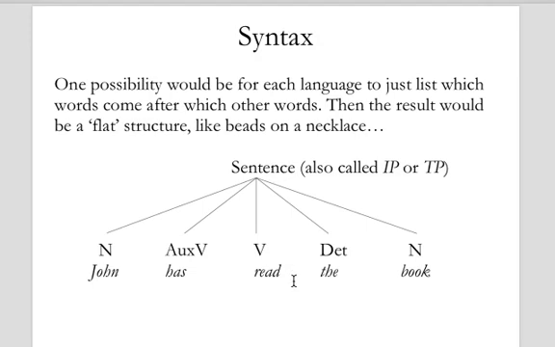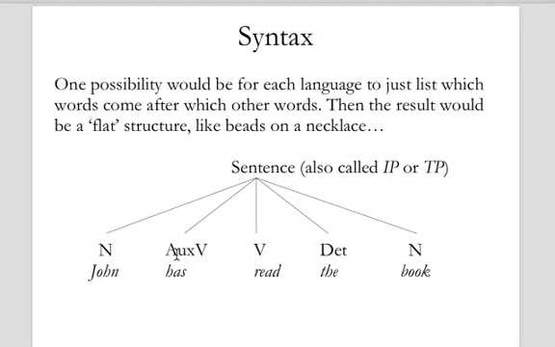Right? And so here's an example of an English sentence. John has read the book. And what does this structure say? Well, there's this large unit, a sentence, and it contains some simple units inside it, and those units come in a particular order. Each one's more or less equal here, but they're just in a different order. So there's a noun, there's an auxiliary verb.